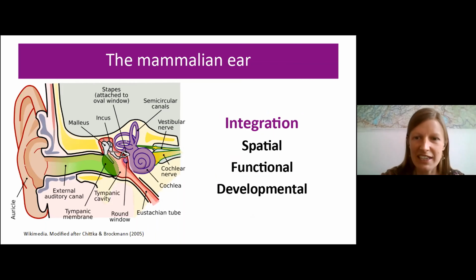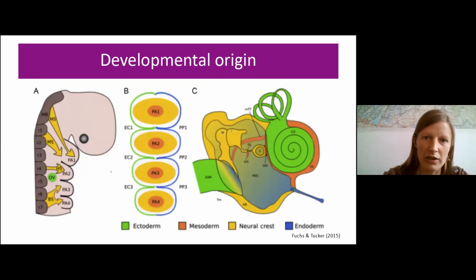This organ is very tightly integrated in the temporal bone, spatially, functionally, also for audition, because you need the outer, middle, and inner parts for audition, and also developmentally. For example, the ear has multiple developmental origins with at least 4 different tissues. Panel A corresponds to the lateral view of an embryo with the head on the upper side and the dorsal part on the left.